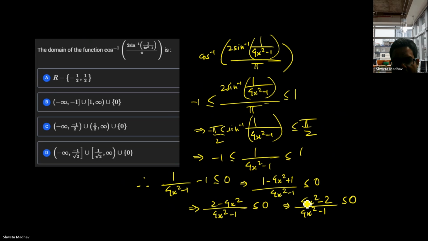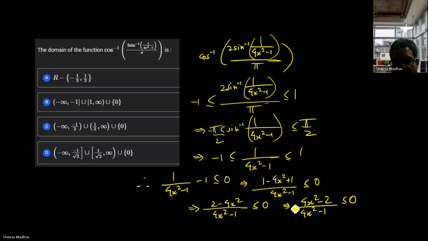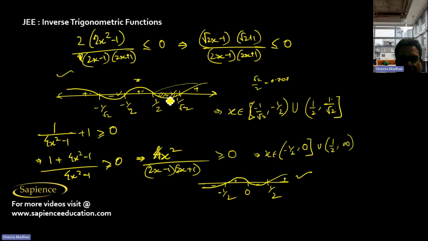Four x square minus 2. Okay, it's 2 minus 4 square. So here this part should be more than or equal to 0, since we have changed the sign on both sides. So the inequality sign also will change. So this should be more than or equal to 0. So we have to take only the positive parts.